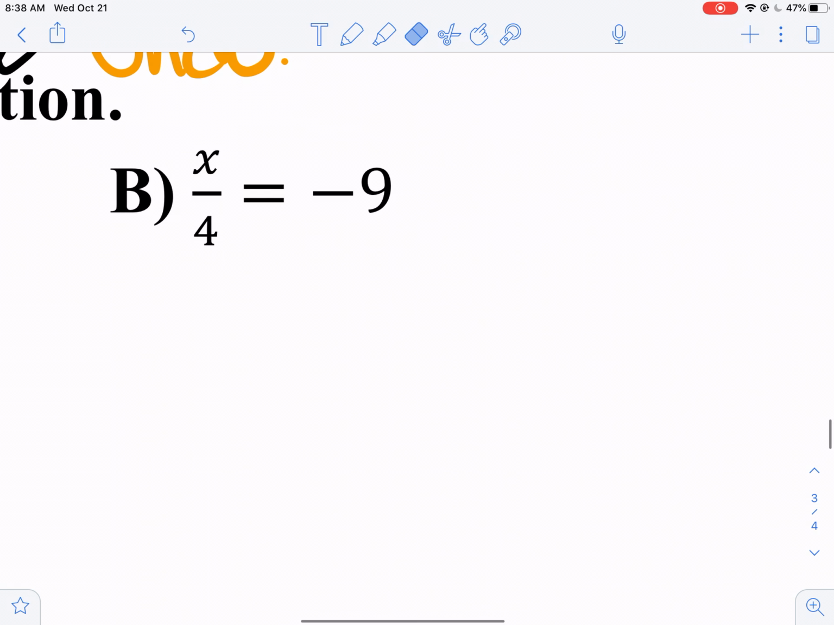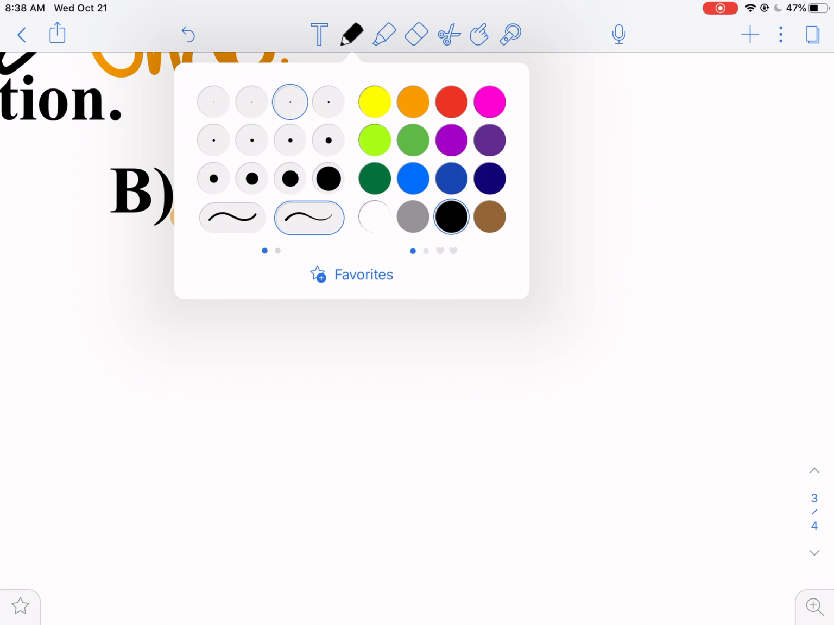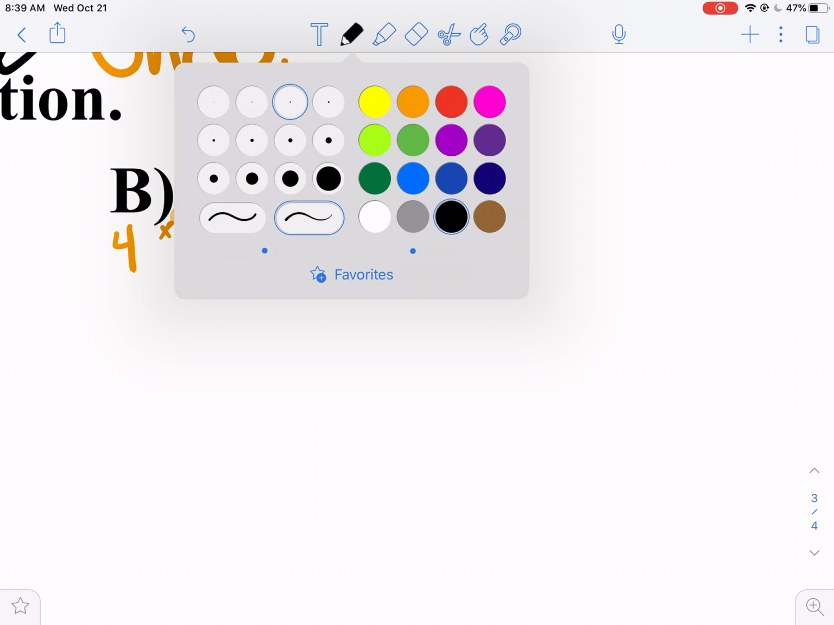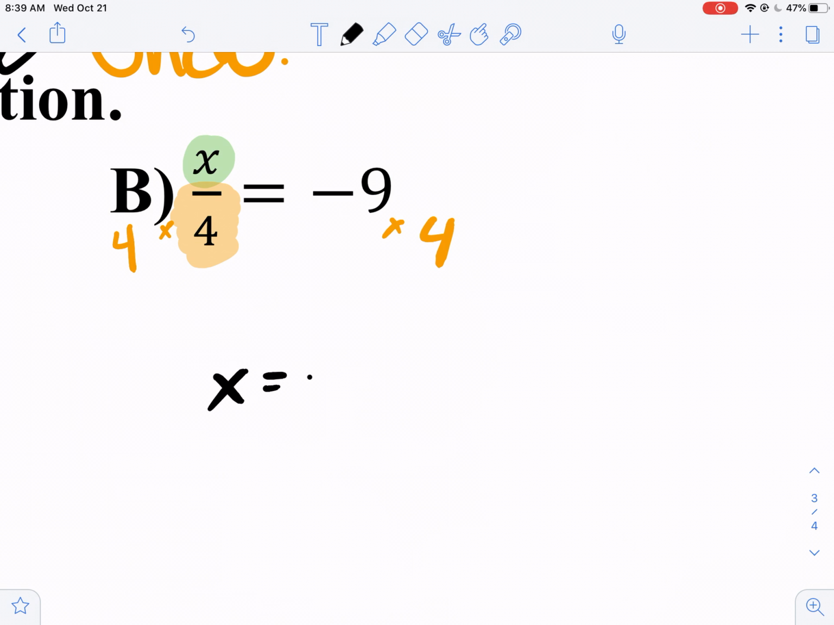Over here, what's happening to this guy? Well, it's the opposite. It's dividing by 4. So to undo dividing by 4, we want to get this all by itself. So to undo dividing by 4, we need to multiply by 4 on both sides. And that gives us that x equals negative 36.